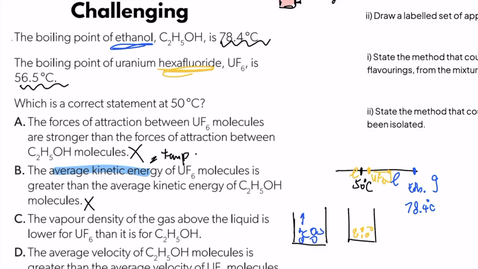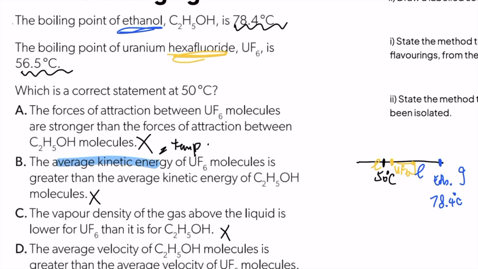So for UF6, the vapor density, say it's rising already. Because it has a lower boiling point, it should actually have a higher vapor density than ethanol. Due to its weak molecular forces, because of its lower boiling point, more vapor should actually be above UF6 than ethanol. So again, C is incorrect. And at this point, you should probably just choose D. But we can explain it once more.